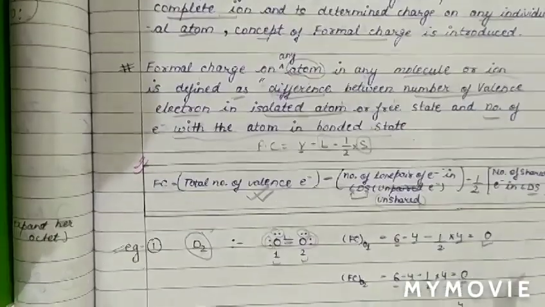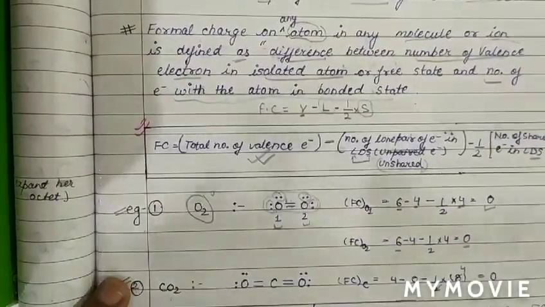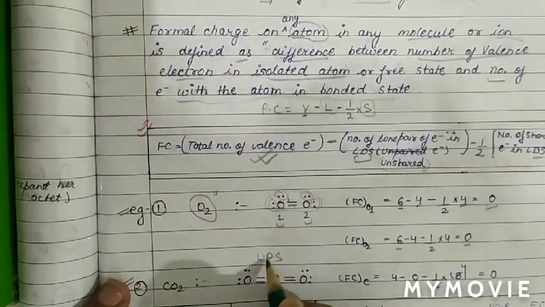See, the next compound or molecule is CO2. First we will draw the Lewis structure. So this is the Lewis dot structure of CO2.